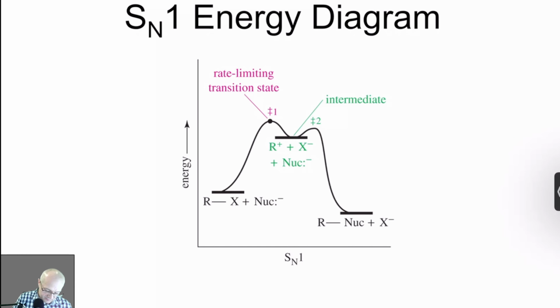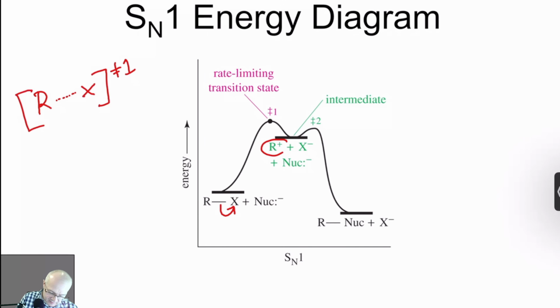So what will happen here is the leaving group will leave, forming your carbocation intermediate. So this reaction has two transition states. Transition state 1, transition state 2. Transition state 1 will look like this, where R can be any alkyl group. So that's transition state 1, where the leaving group is leaving to form the carbocation. You form the reactive intermediate, the cation.